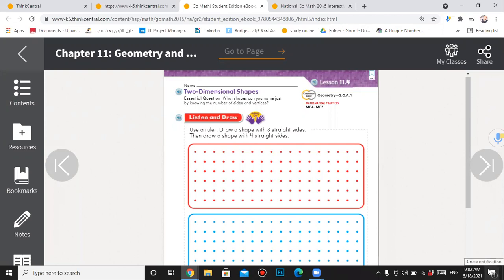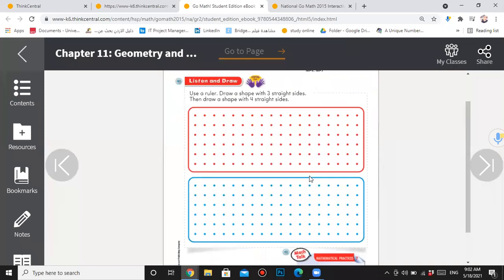Today we're gonna start with lesson 11.3. That's in your book, 11.3, two-dimensional shapes. So we're gonna talk about two-dimensional shapes. What's the meaning of two-dimensional shapes? That has two dimensions.